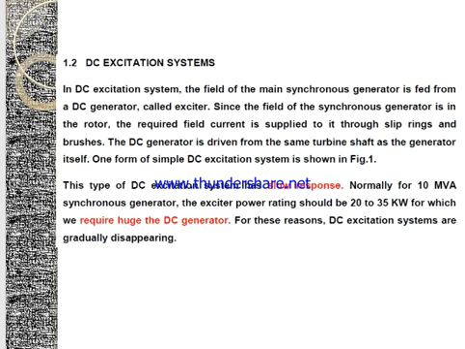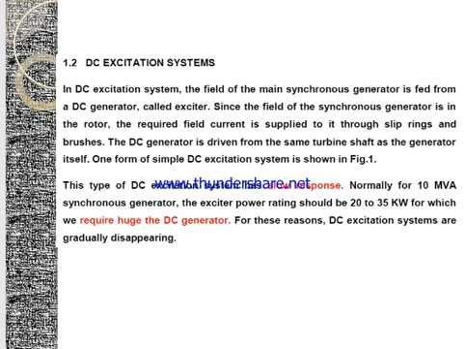While considering the DC excitation system, the field of the main alternator is fed from a DC generator called an exciter. Since the field of the alternator is in the rotor, the required field current is supplied to it through the slip rings and the brushes. The DC generator is driven from the same turbine shaft as the generator itself. Normally this type of DC excitation system has a slow response.